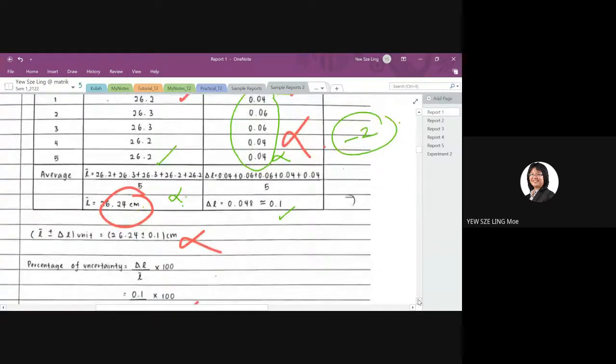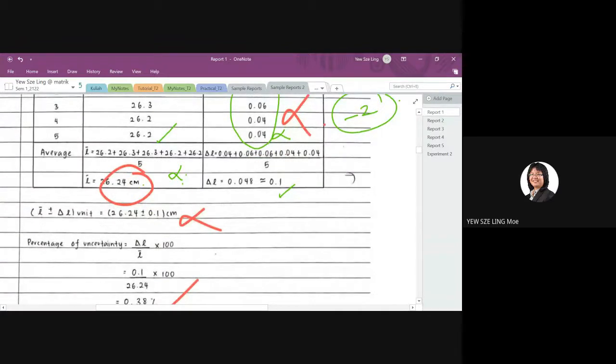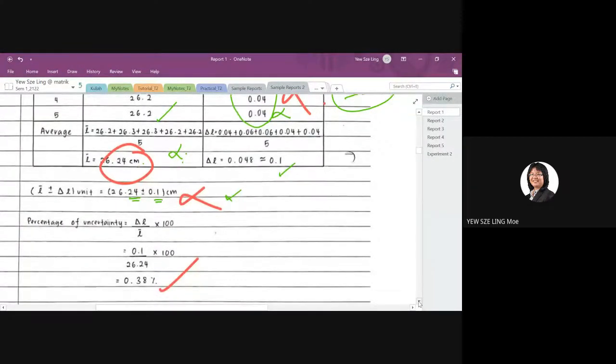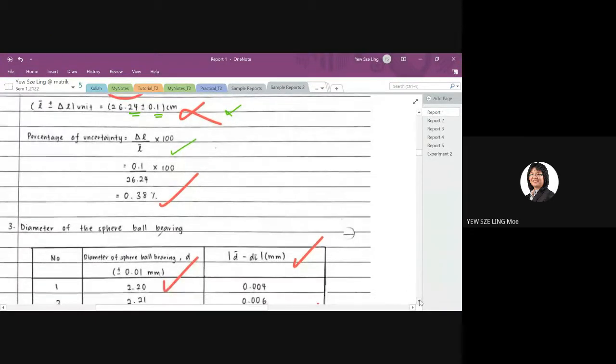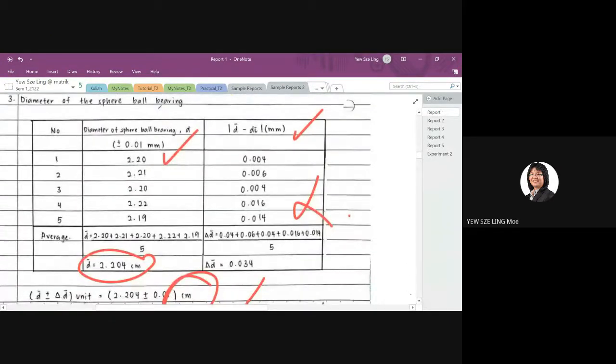And then you look at the L plus minus delta L, that is fine. This one okay, and on this one okay, sorry. Because again, it's 2 decimal point and 1 decimal place. So again, it is not accepted. All right, then percentage of uncertainty, correct formula, and then a correct percentage. Diameter of a ball bearing, yes?